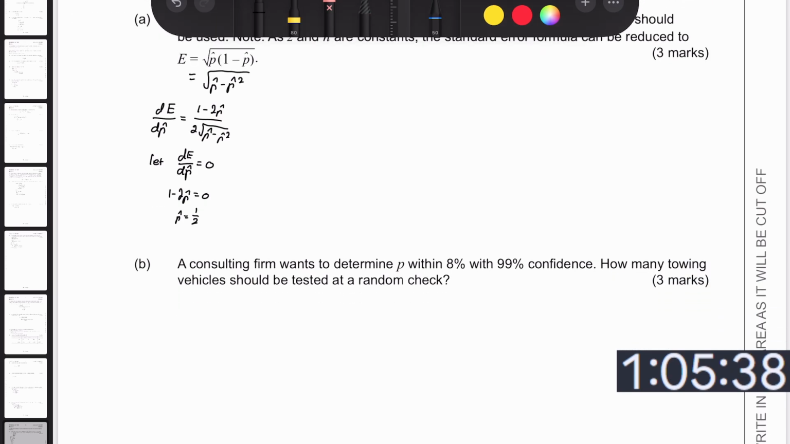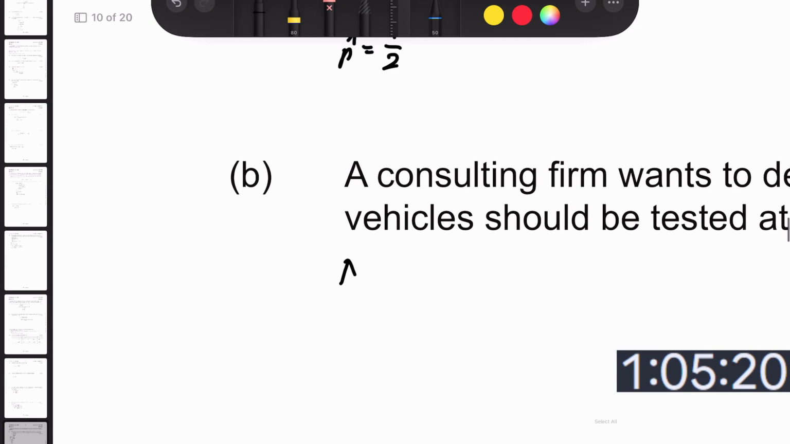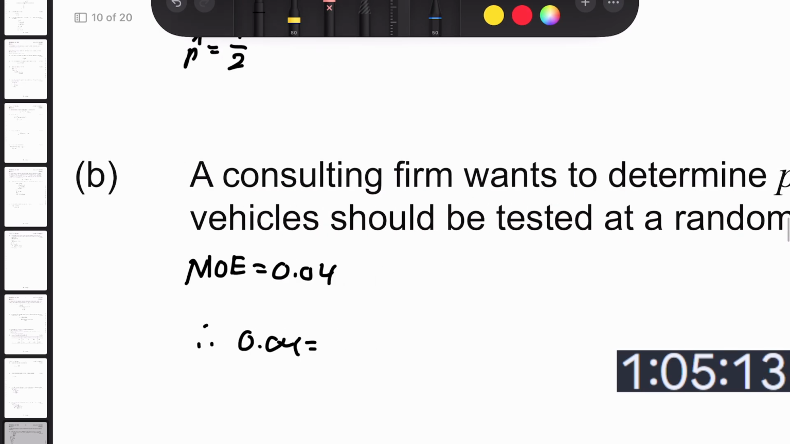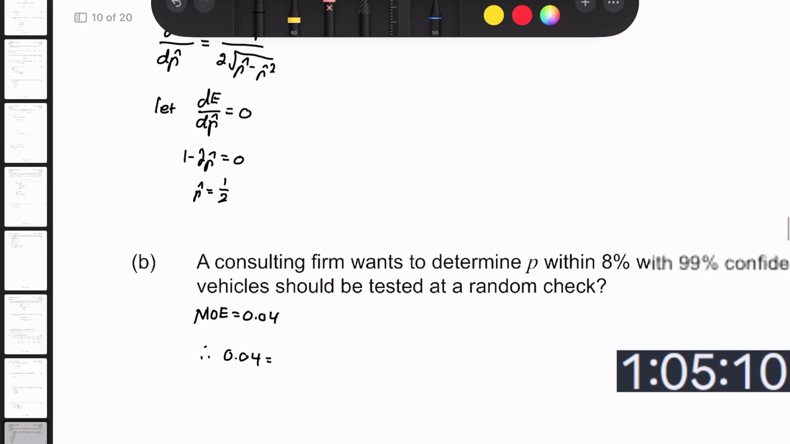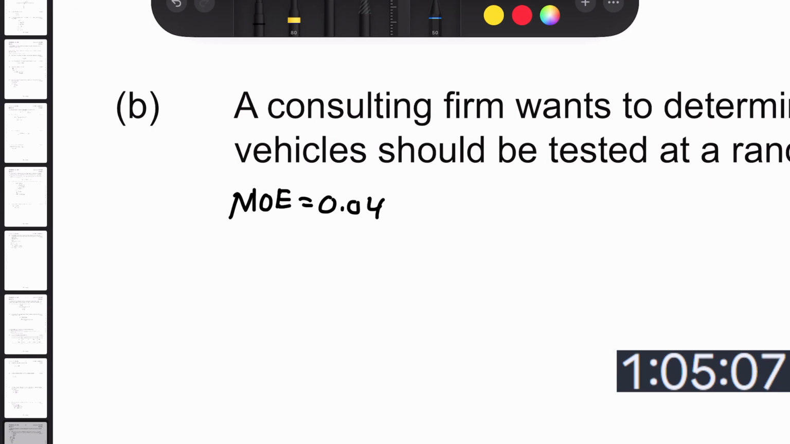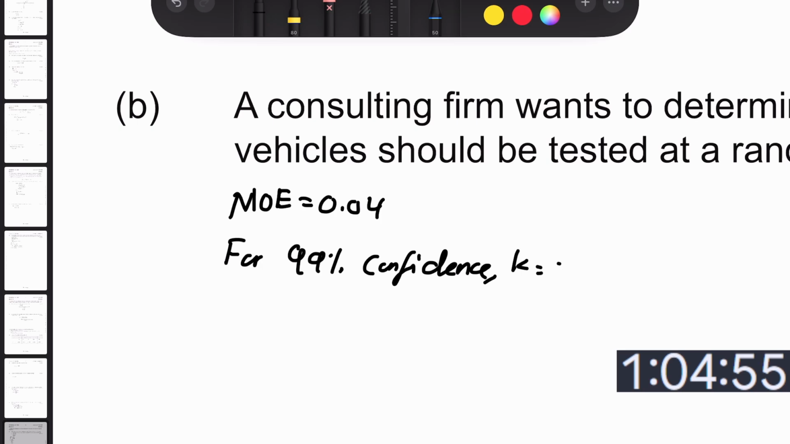A consulting firm must determine P within 8% with 99% confidence. How many towing vehicles should be tested at a random check? So within 8%, so the margin of error is equal to 0.04. For 99% confidence, K is equal to 2.